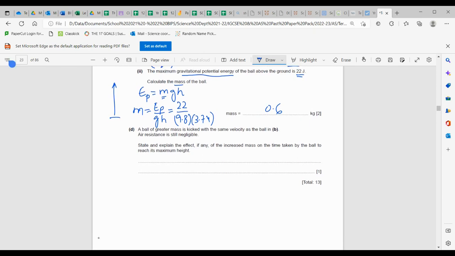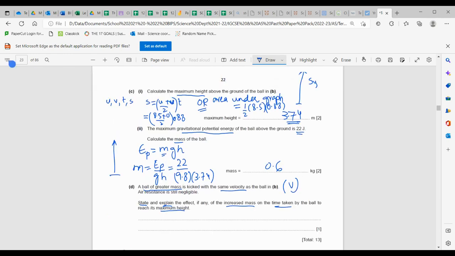Part D. A ball of greater mass is now kicked with the same velocity, which was v, as in part B. State and explain the effect of the increased mass on the time taken by the ball to reach its maximum height. So now we had initially a lighter ball, now we have a heavier ball, and both are being kicked with the same initial velocity. So they're asking the amount of time it takes for the heavier ball, will it be the same or different than the lighter ball? So let's talk about how we calculated the time in the first place.